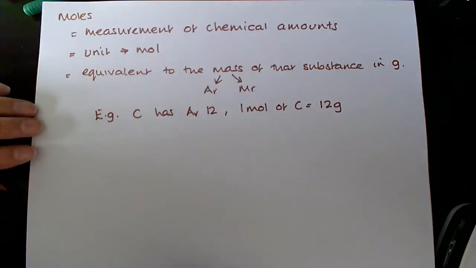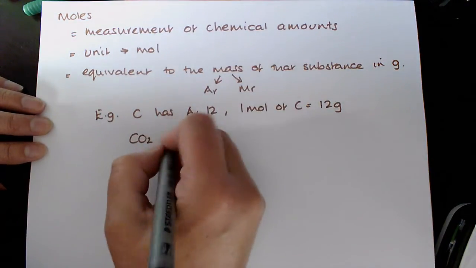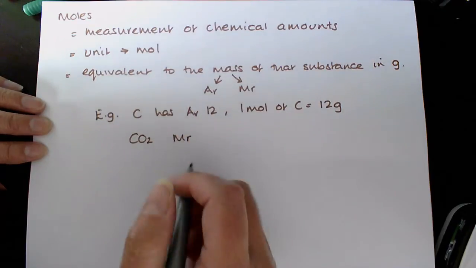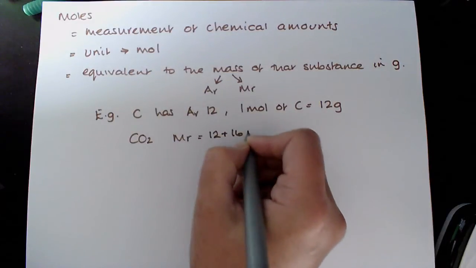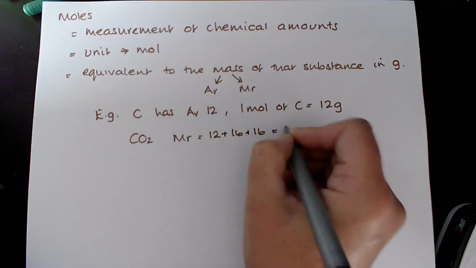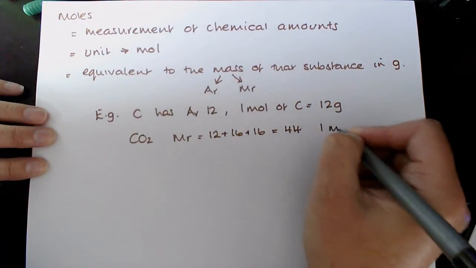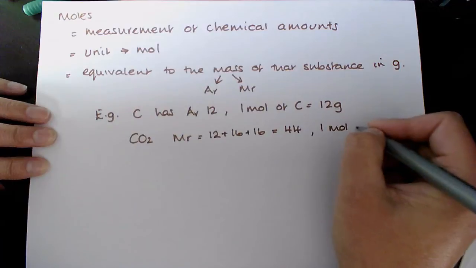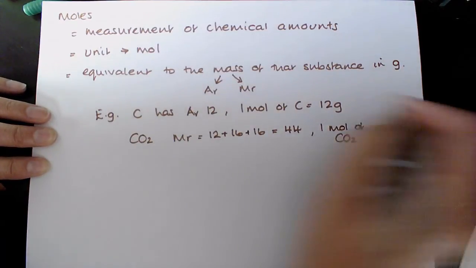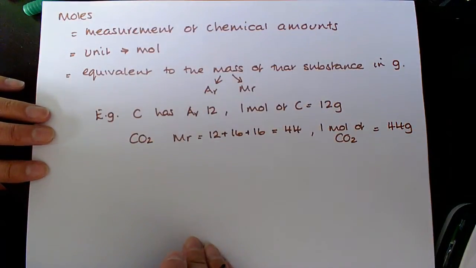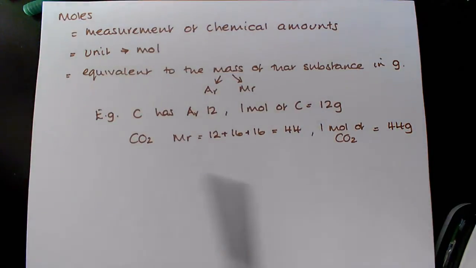If I was looking at a compound, so for example carbon dioxide, here we would need to calculate the MR. So the MR is going to be 12 plus 2 lots of 16, which equals 44. Okay, and then 1 mole of carbon dioxide has a mass of 44 grams. And that is as simple as a mole is.